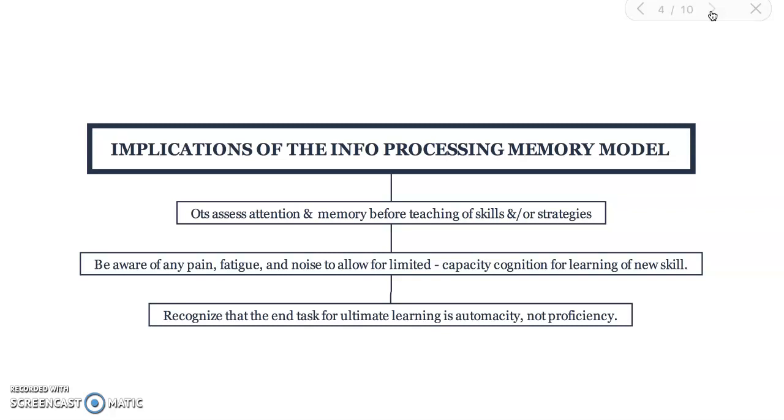Implications of the information processing memory model. Here, the occupational therapist assesses attention and memory before teaching skills and/or strategies. And the OT must be aware of any pain, fatigue, and noise to allow for limited capacity cognition for learning of a new skill.